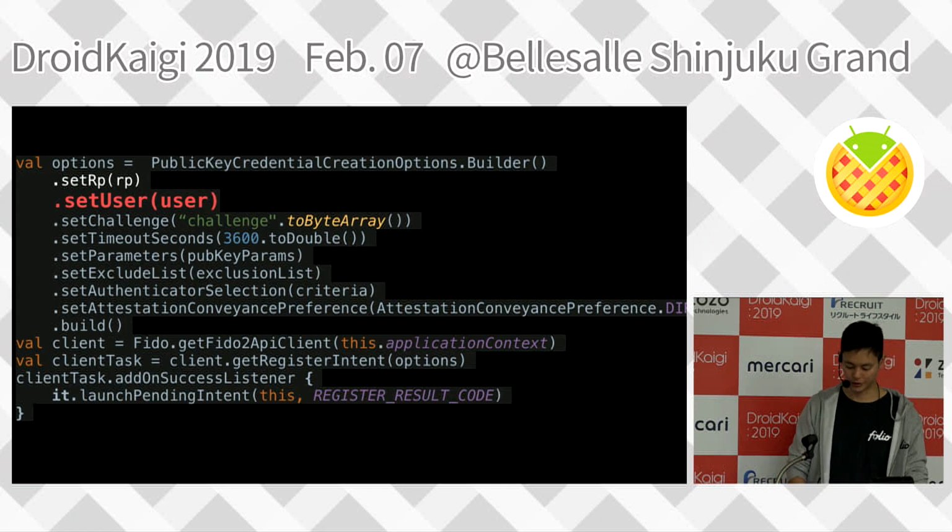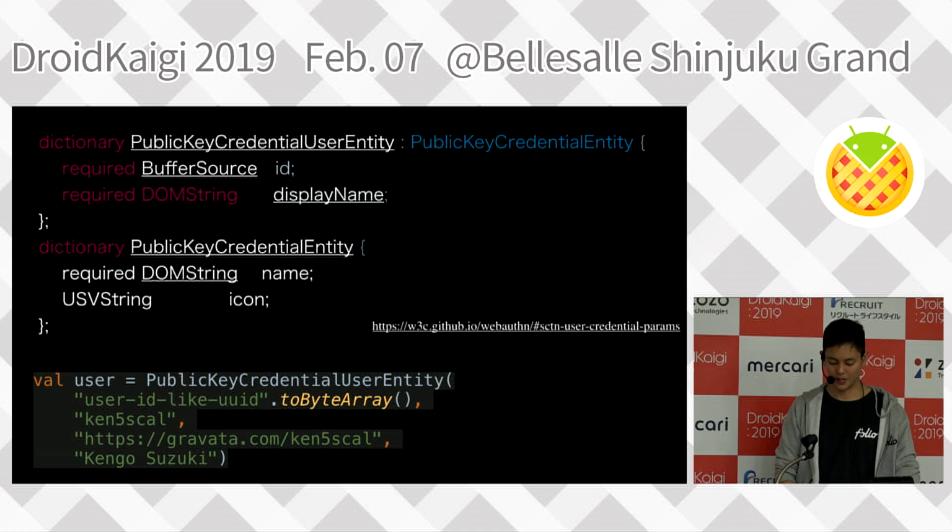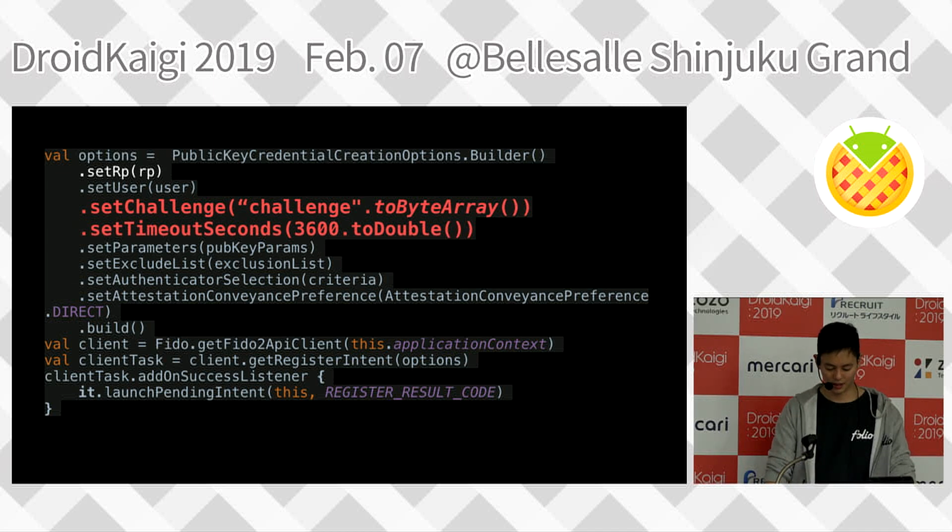And then set user. This is another very self-explanatory field, defining the user itself. Now the set challenge. Again, FIDO prevents phishing attacks by challenge and response authentication. So by setting this challenge, the authenticator knows the challenge, and when it returns the credential information, it returns the challenge in a secure way, which I will talk about later. The timeout defines how long that authentication can last.